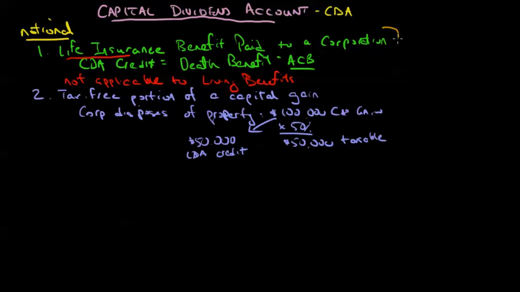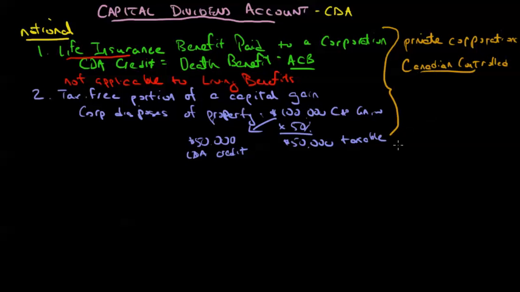The overarching rules are that this only applies to private corporations. Publicly traded companies don't have CDA accounts, and it has to be a Canadian controlled private corporation. Canadian controlled means that the shareholders who own the voting shares reside in Canada. It's a fairly complex set of rules, but you have to recognize here that this does apply to Canadian controlled corporations.